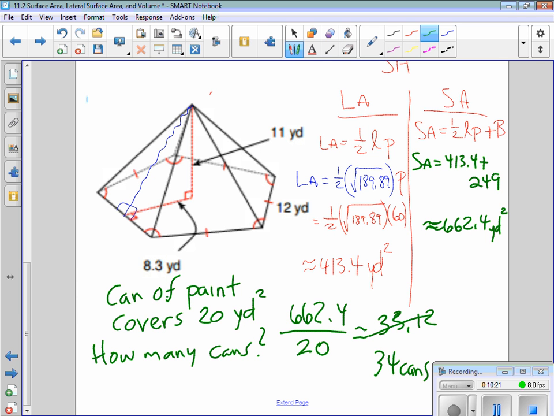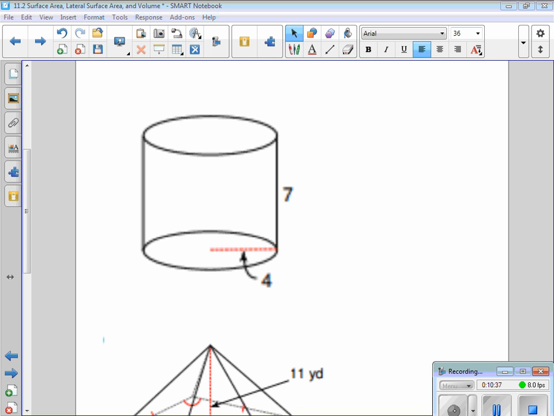Suppose this was my house. Well, if it was my house, I'm not looking at painting the inside, just the outside, and I wouldn't paint the floor underneath. That's where the dirt is. So I'm just looking at the lateral area in this case if I was looking to paint it. Let's move on.